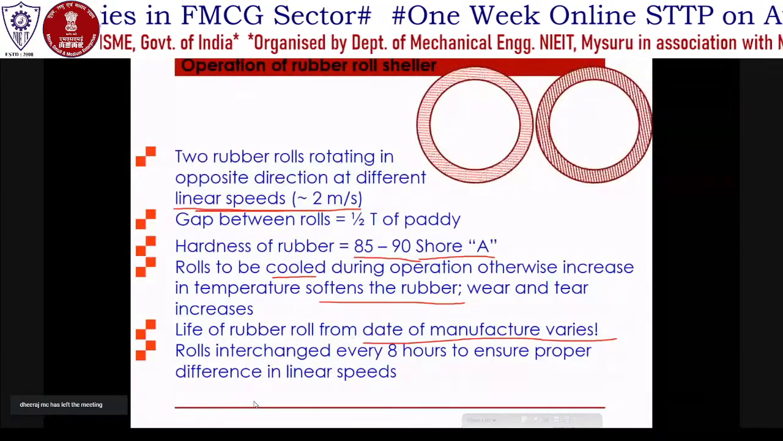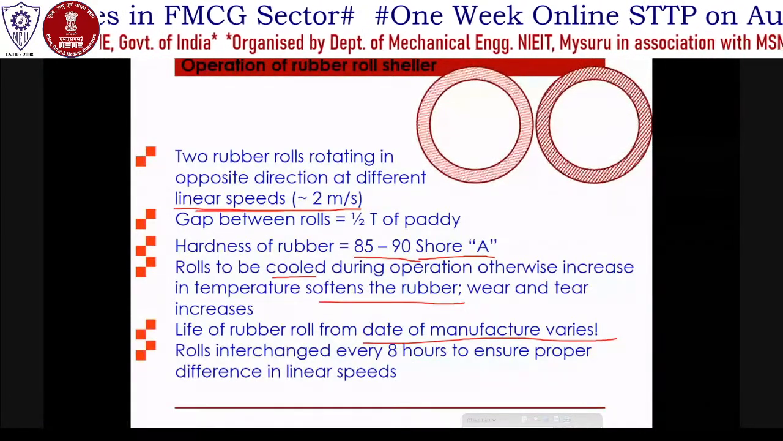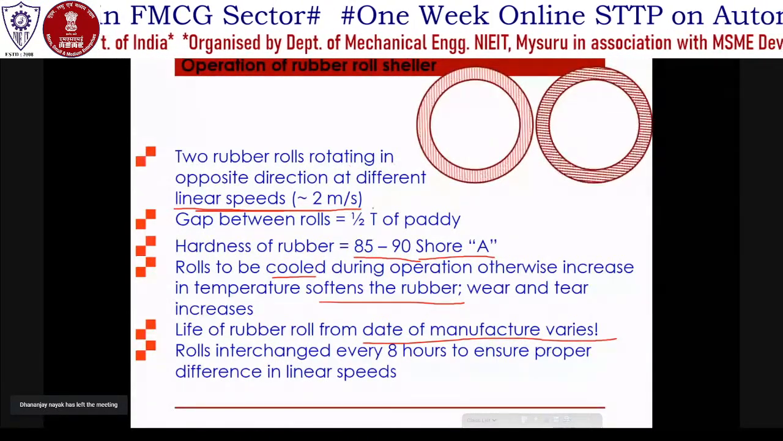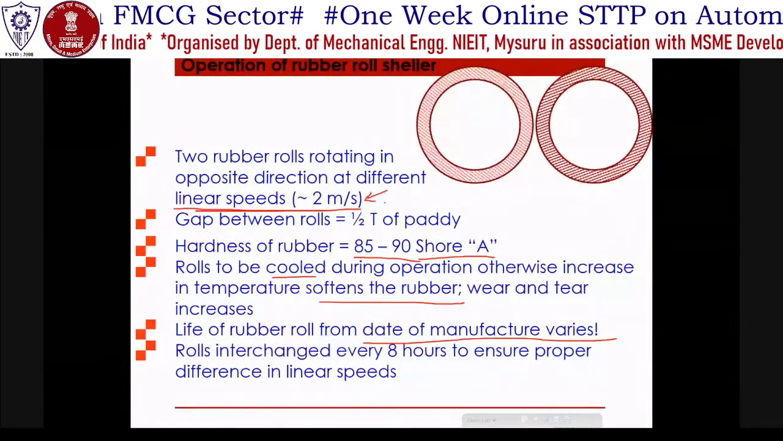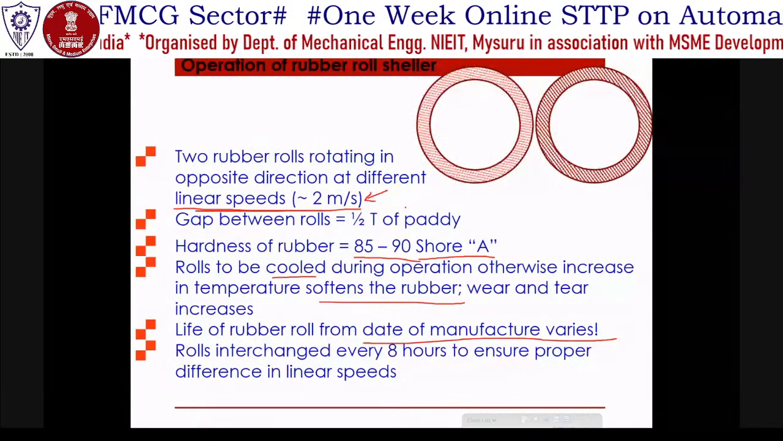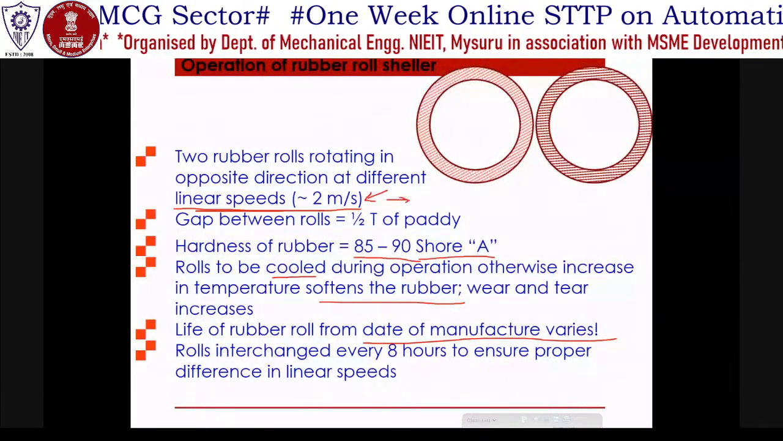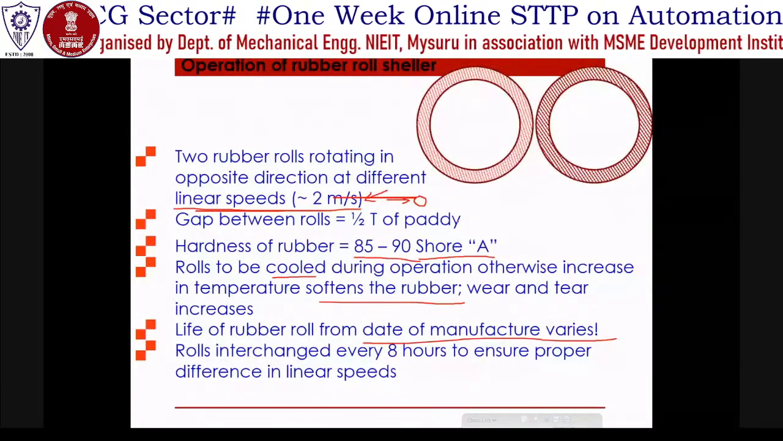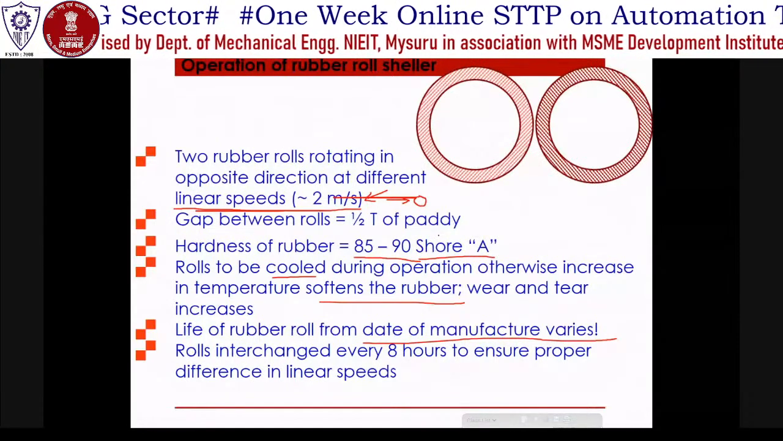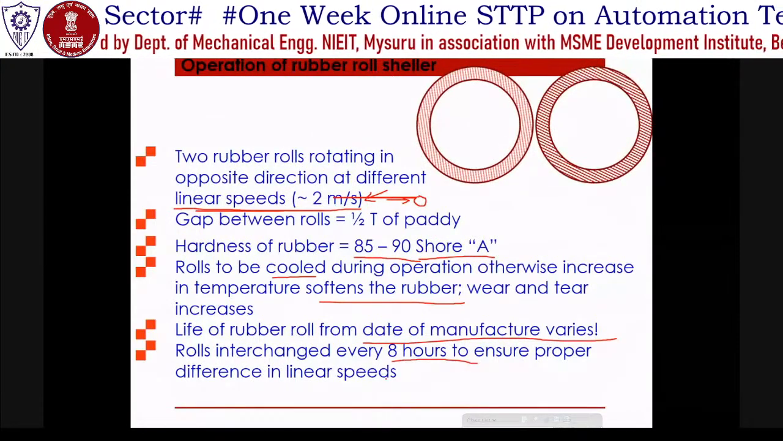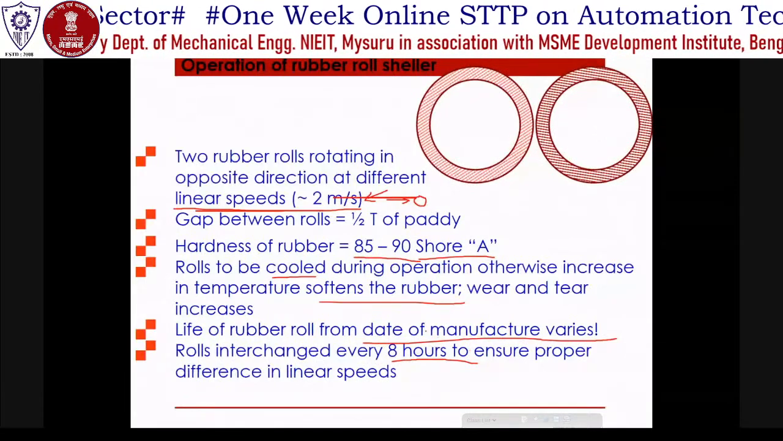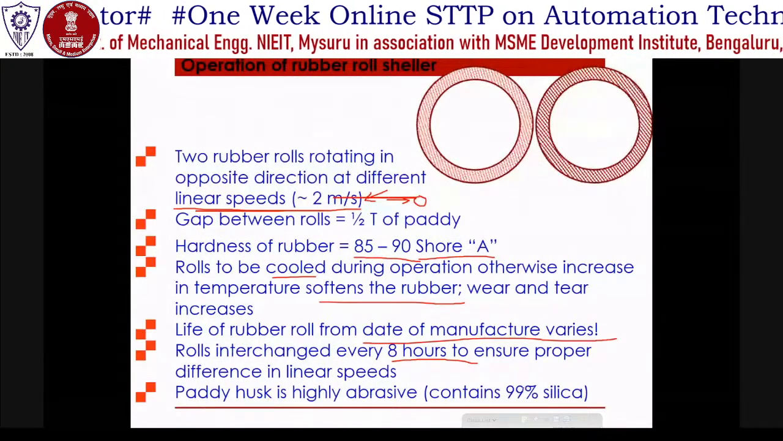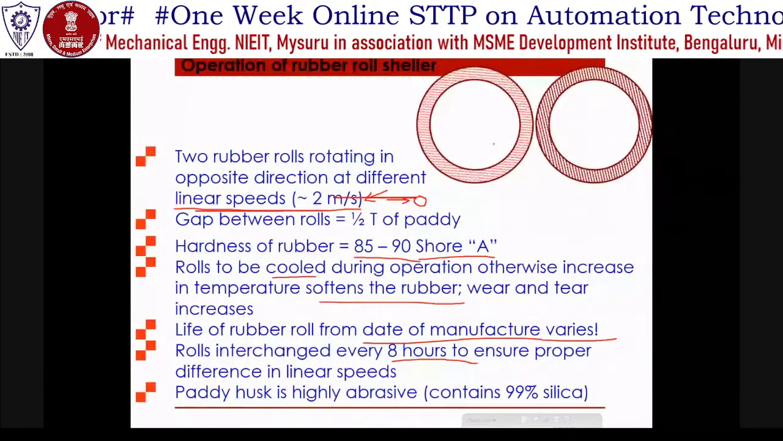The rolls have to be interchanged every 8 hours because the diameter of the rolls changes, right? When the diameter of the roll changes, the linear speed changes. So V1 minus V2, because of the change in diameter, at some point tends to 0. If it tends to 0, then it is just a press, but there is no shear. Therefore, every 8 hours we have to interchange the rolls to maintain the linear speed difference. And paddy husk is highly abrasive, containing 99% silica, and therefore the rolls wear out very fast.